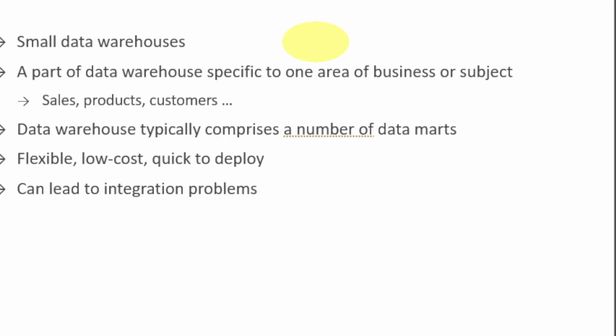Now, what do we mean by data marts? Data marts are small data warehouses. It's a part of a data warehouse specific to one area of the subject, for example, sales, product, customers. A data warehouse typically comprises a number of data marts. It's flexible, low cost, and quick to deploy, but it can lead to integration problems.